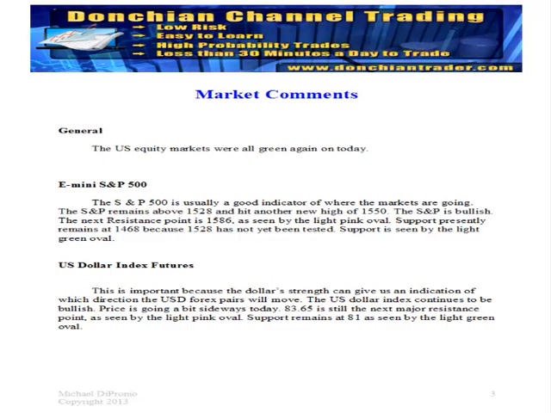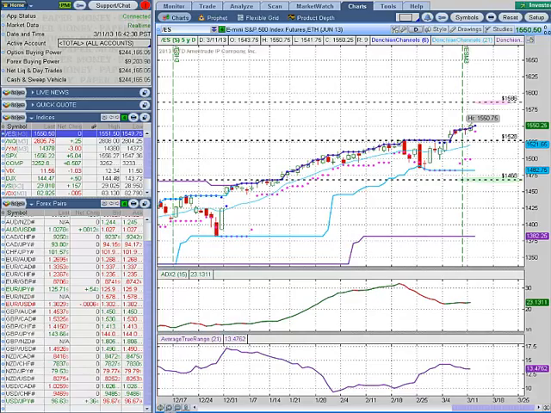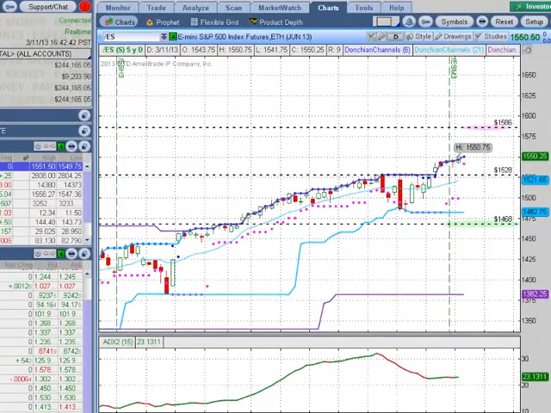The market continues to move up. All U.S. equity markets were green again today. Here's the price chart for the E-mini S&P 500 Index Futures. The S&P 500 is usually a good indicator of where the markets are going. The S&P remains above 1528 and hit a new high of 1550 today.